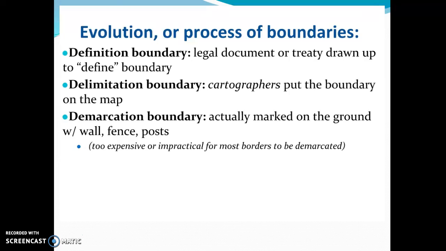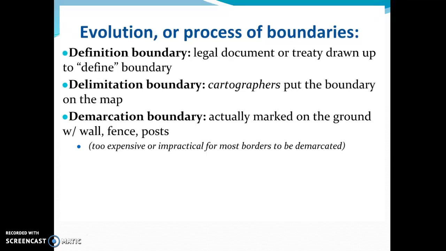The delimitation of a boundary would be cartographers actually putting the boundary on the map. The way that I think of this one is you really do not know the limitations of your country's boundaries unless it is mapped out for you. No one just walks around automatically knowing where the 49th parallel is, and so you wouldn't know as you walked across it that you're entering Canada or entering the United States, unless you had it delimited on a map. And that map will then set it apart so that everybody knows about it.